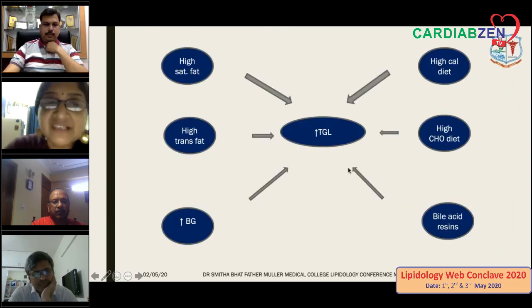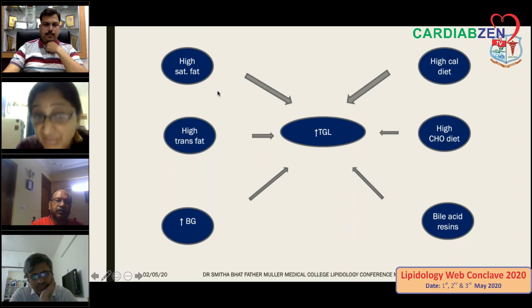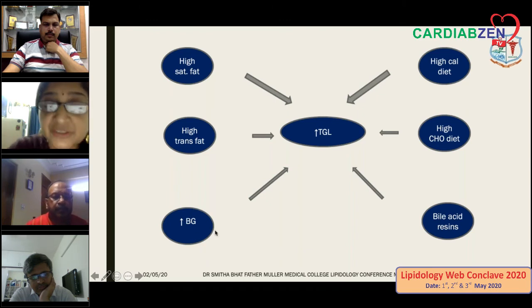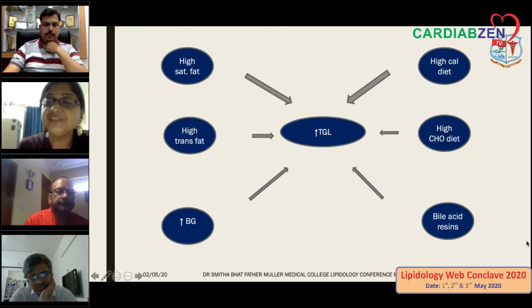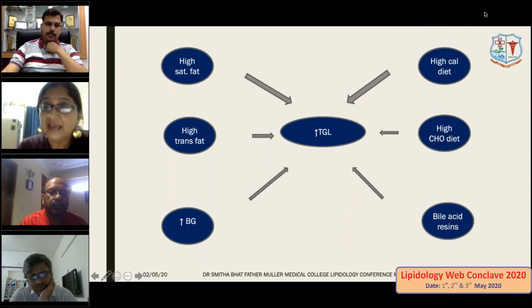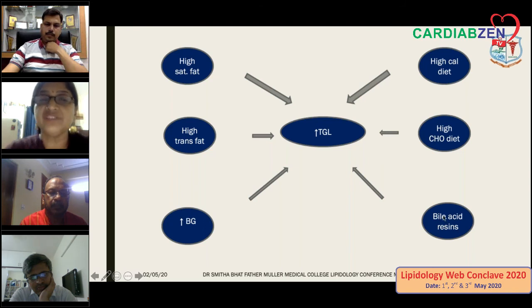So the increased triglycerides in this case are due to various things. It's due to the high saturated fat in his diet, the high trans fat in his diet, the high calorie diet itself, and the high carbohydrate diet. It's also because of the increased blood glucose. It's difficult to control the triglycerides without controlling the blood glucose, as we all very well know. And it's due to the bile acid resins. So in this case, it's the diet, it's the disease, and it's the drugs. All these are causing the problem.